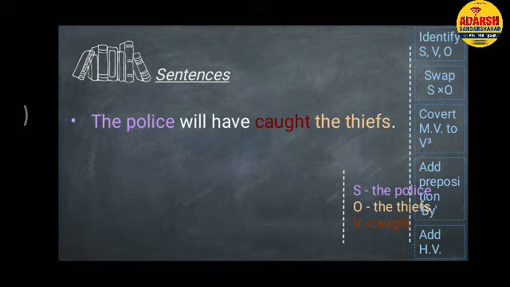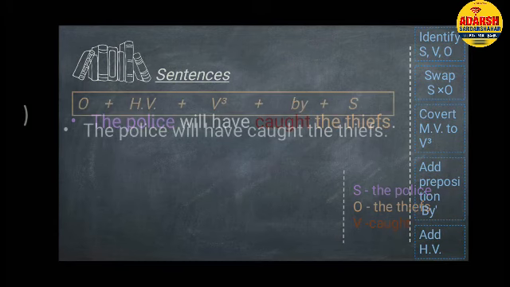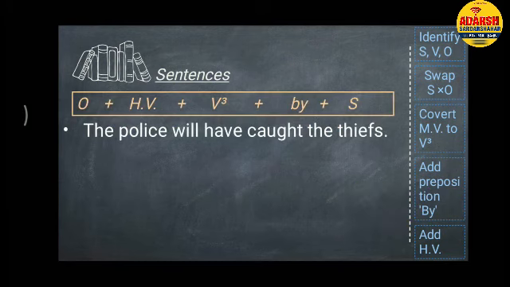Now let's convert it. Before going on, I am writing the formula, on the basis of which we will put our elements to make the passive. Here you can see the formula of passive is object plus helping verb plus verb's third form plus by plus subject. Again I repeat, this is the formula of passive voice, while in active voice the formula is subject plus helping verb plus main verb plus object.